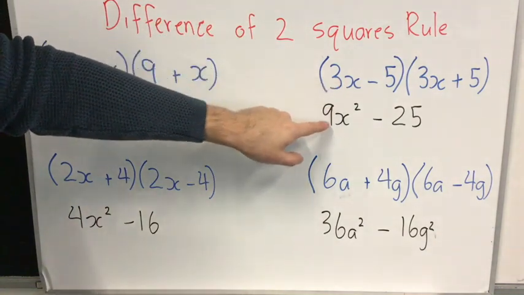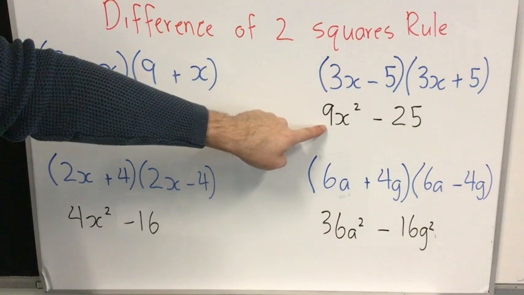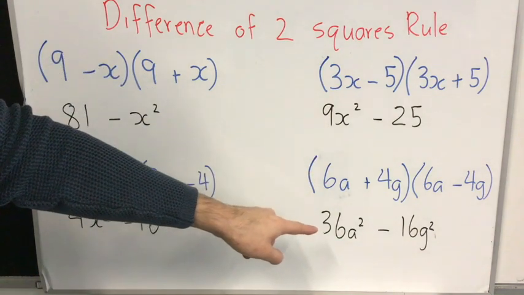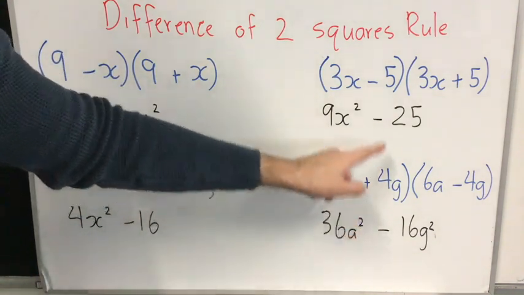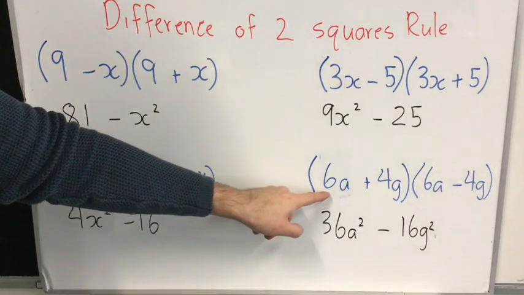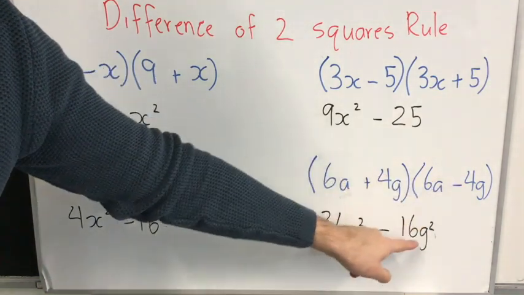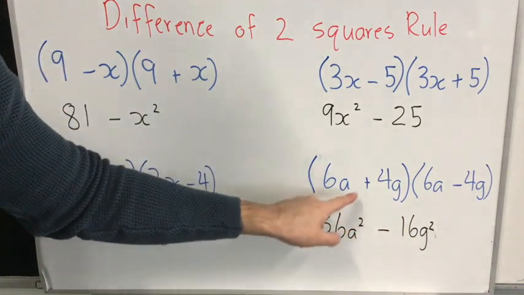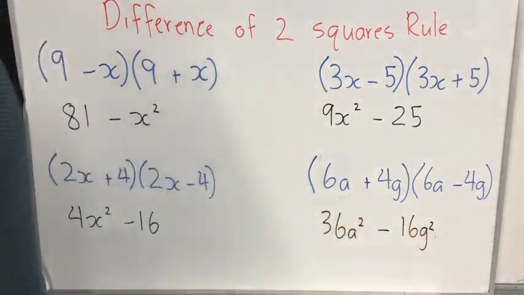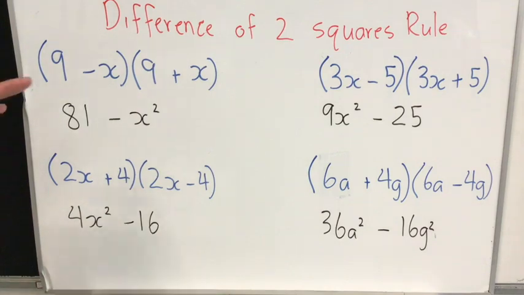3 squared, so the answer has to have a 9 in it. And for the final one here, again, there's a minus in between every single one, but I've squared every single number. 6 squared equals 36, 4 squared equals 16, and make sure you've put a squared next to each letter as well. All right, we're halfway through.